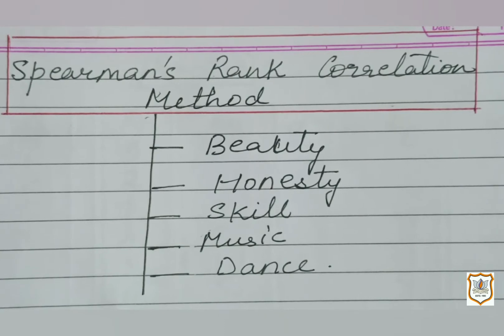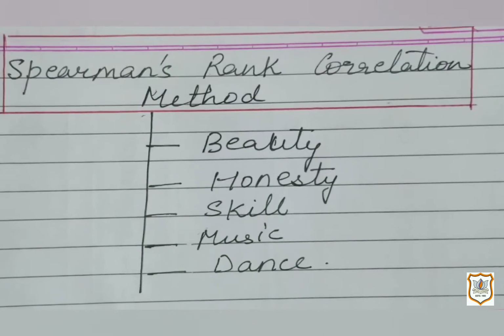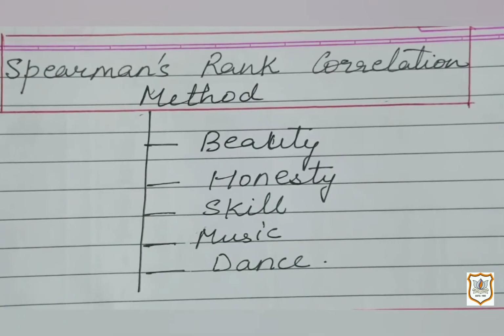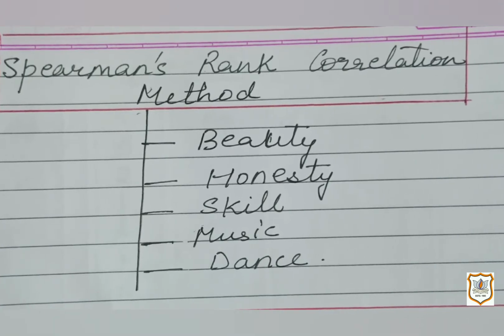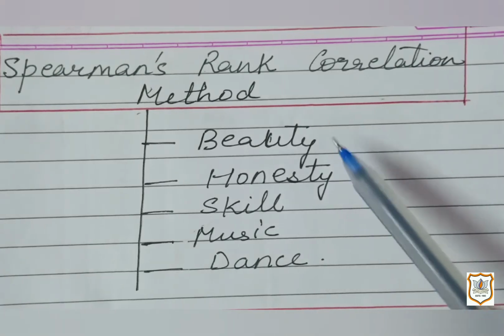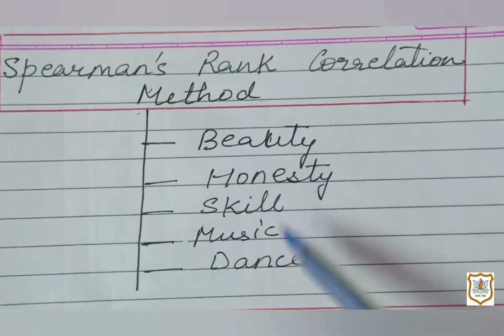Hello students, in the last session we studied Karl Pearson's method to find the correlation coefficient between two variables. This method was used when the two variables were quantitative, that is, both were numerically measurable. But in problems dealing with beauty, honesty, skill, music, dance, or you can say attributes, the Karl Pearson product method is not useful.